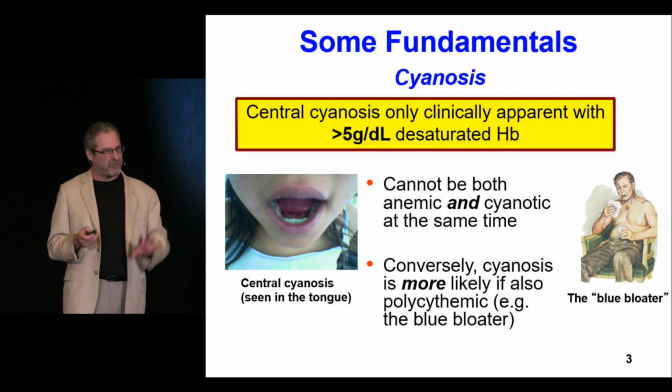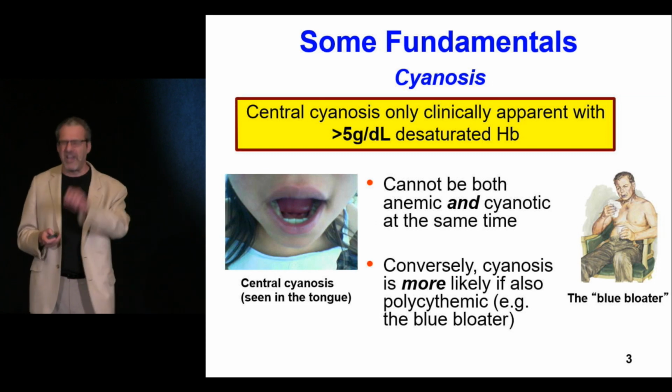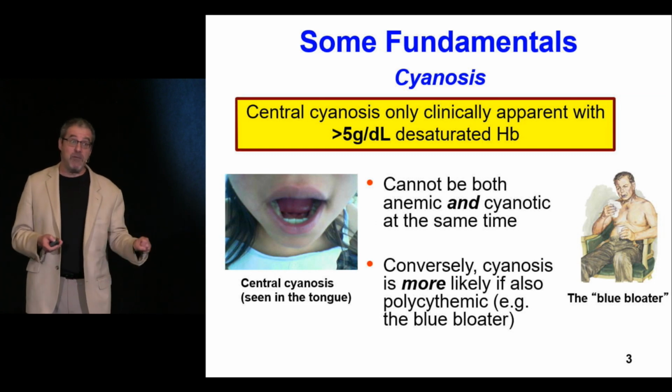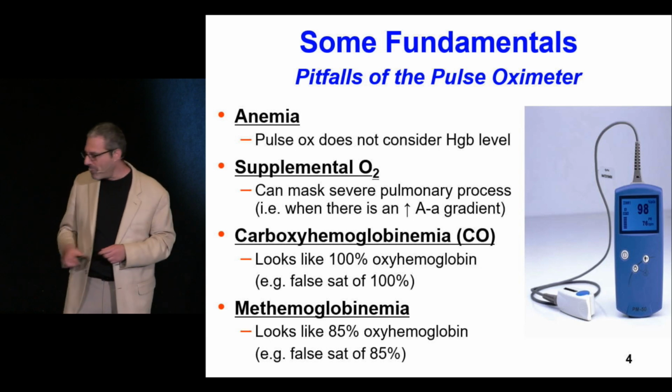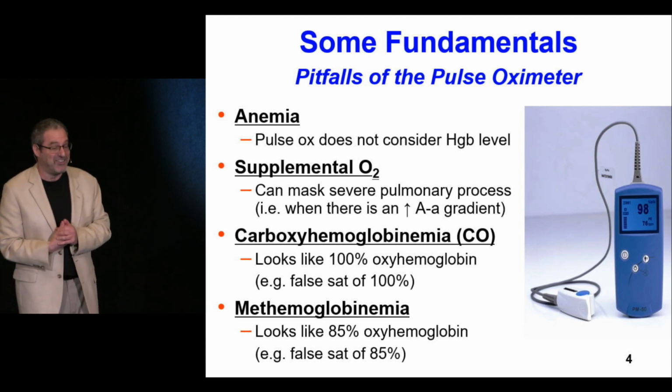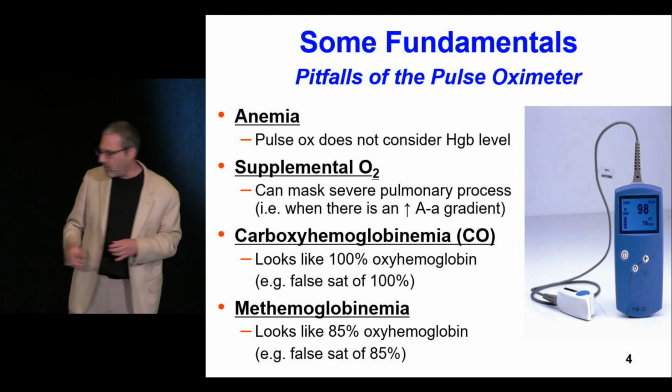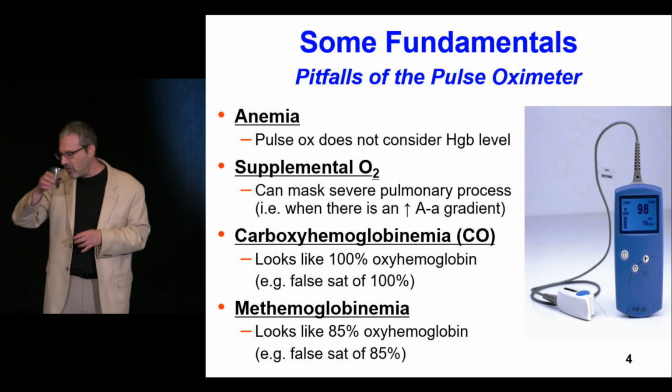But that comes up in many different ways. You cannot be both anemic and cyanotic at the same time. And if you've got a lot of hemoglobin, it's much easier to be cyanotic. And this is a third of the tough slides, okay? There's 4 different concepts that I want to cover with you here about the pulse ox.